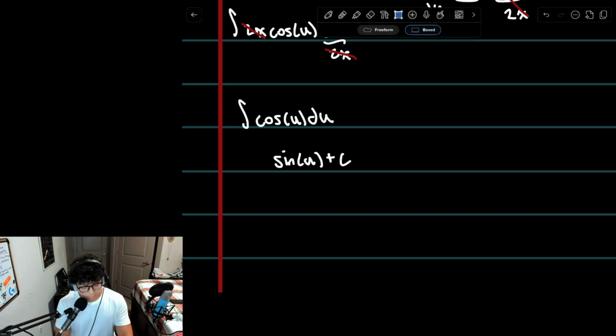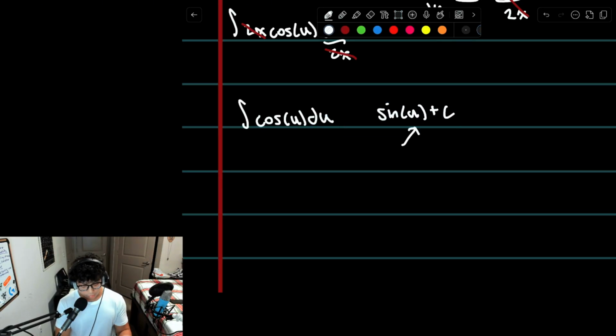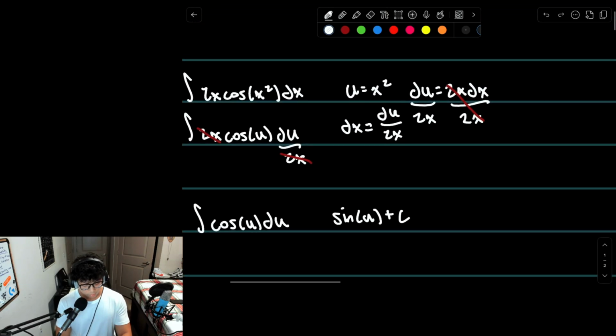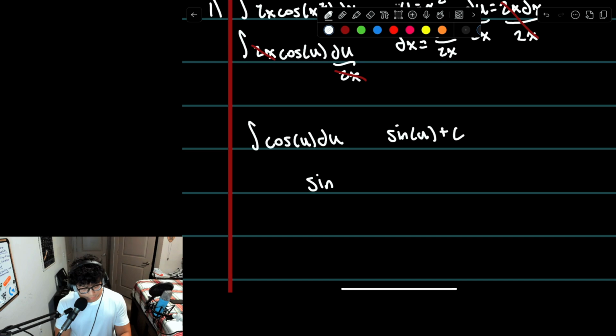And it looks like we're done, but we're not. We still need to do something with this u, which is just to substitute it, again, with x squared. So now we have sine x squared plus c. And we're done.